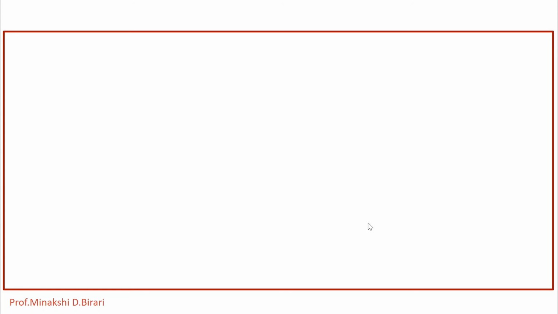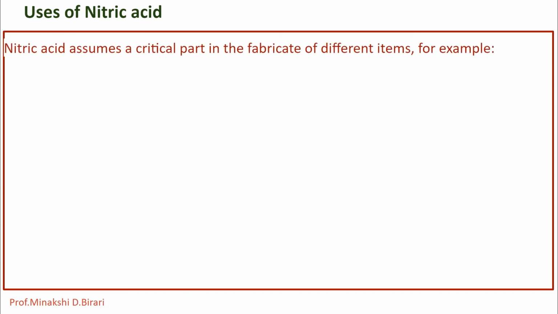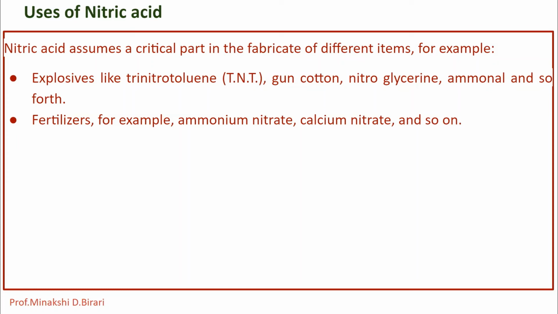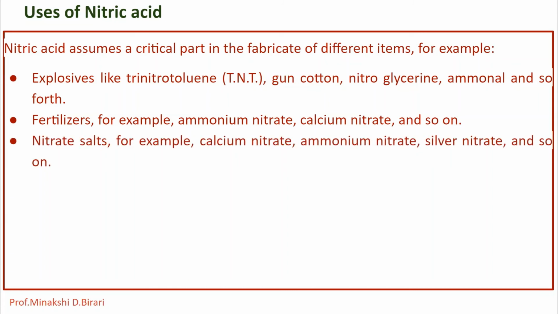Now let us see the uses of nitric acid. The important uses of nitric acid are: nitric acid plays a critical part in the manufacture of different products. For example, explosives like trinitrotoluene TNT, gun cotton, nitroglycerin, ammonal and so forth. Fertilizers, for example ammonium nitrate, calcium nitrate. For the manufacturing of such fertilizers nitric acid is useful. Nitrate salts, for example calcium nitrate, ammonium nitrate, silver nitrate and so on.